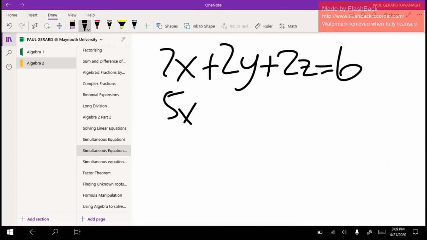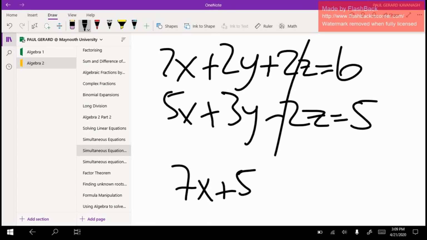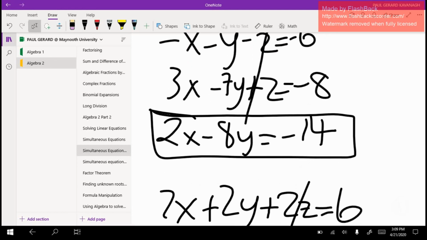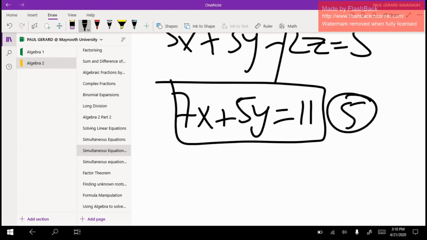So it's going to be 5x plus 3y minus 2z equal to 2. Now you can cancel out your z's because they're both equal but opposite. You add the others, so you say 7x plus 5y equal to 11. Just scroll back up here quickly. What you have done is you have created 2 more equations. This one will represent equation 4, and the other one right here is equation 5.